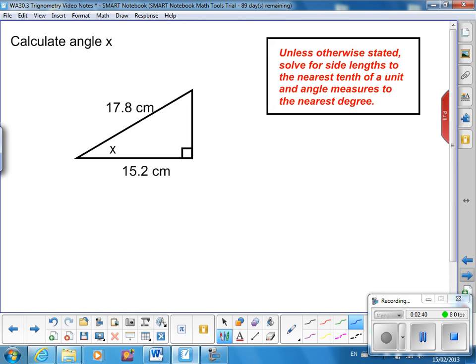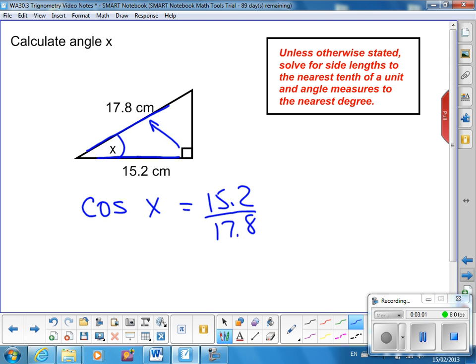Calculate angle x. This time we're looking for an angle. We still need to use that angle to determine that this side is adjacent and this side is the hypotenuse, or across from the right angle. Adjacent and hypotenuse is then going to be cos. Cos of x equals adjacent over hypotenuse.